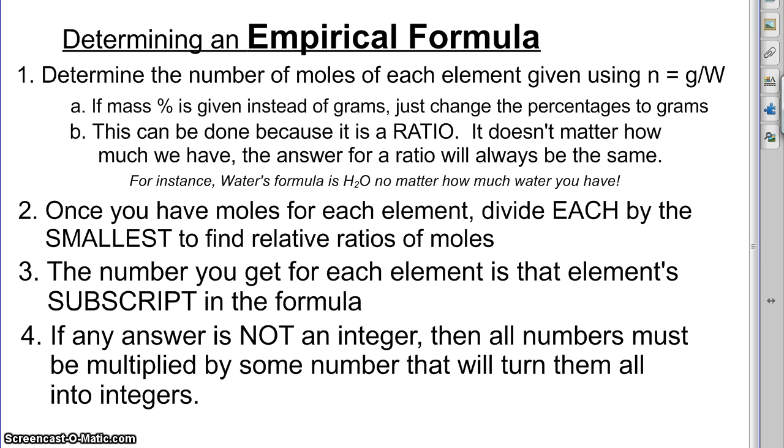If you get any answers that are not an integer, every ratio in a formula has to be integers. You can't have 3.5. And we don't want to round off a 3.5 to call it a 4. We don't round these numbers. These numbers that you get in step 3, you don't round them. You round them if they're very, very close, but you wouldn't round something like 3.5 and call it 4. So what do you do if they come out like this?